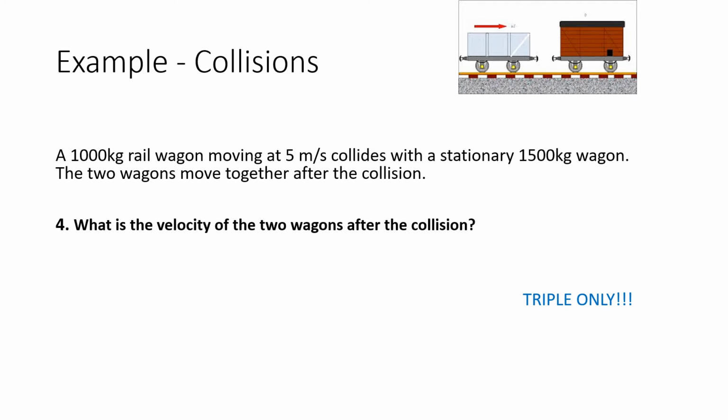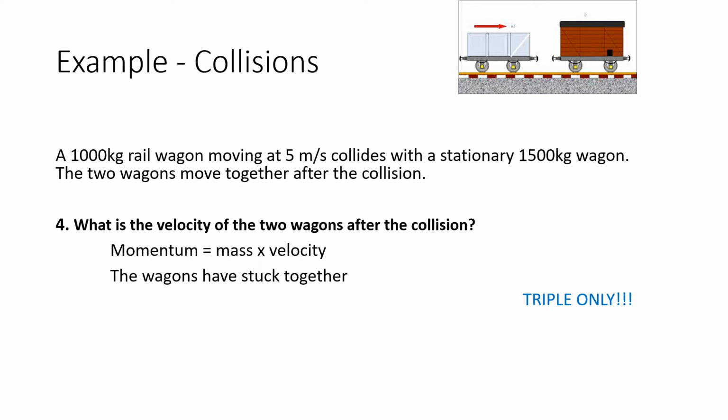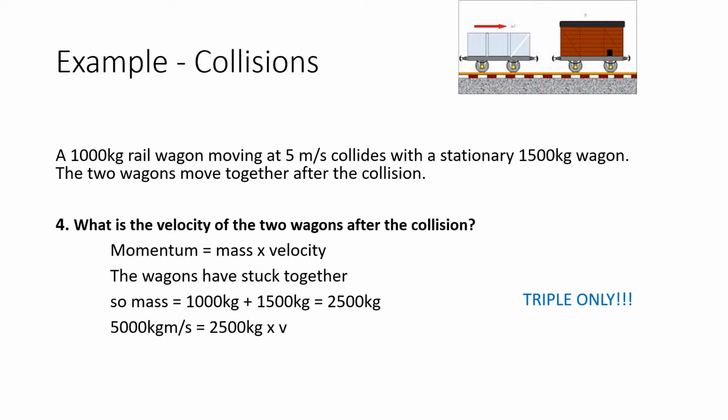Only triple science students would be expected to be able to continue with this calculation. So we know that momentum is equal to mass times velocity, and the question tells us that the two wagons move together after the collision. This means that we have to add up their two masses, and we get a total mass of 2,500 kilograms. We also know that the momentum after the collision was 5,000 kilogram meters per second. So we can put these numbers into the equation. 5,000 is equal to 2,500 times the velocity, and now it's quite easy to work out the velocity as 2 meters per second.